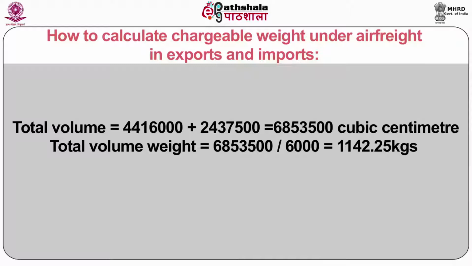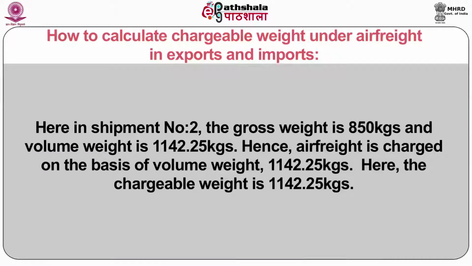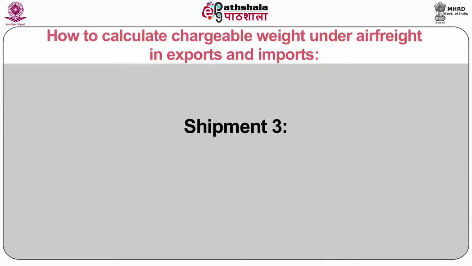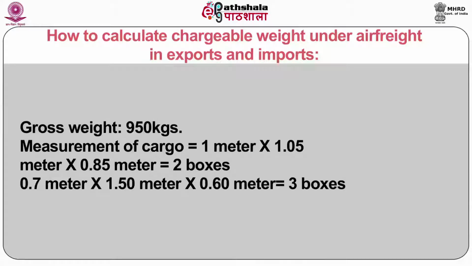kgs. Hence, in shipment 2, the gross weight is 850 kgs and volume weight is 1142.25 kgs. Hence, air freight is charged on the basis of volume weight, that is 1142.25 kgs. Here the chargeable weight is 1142.25 kgs. Shipment 3, gross weight equals to 950 kgs.